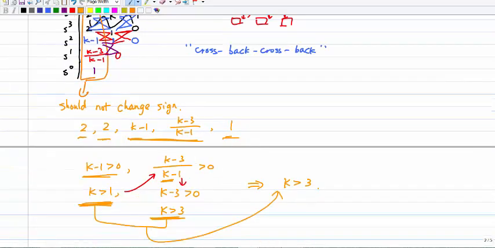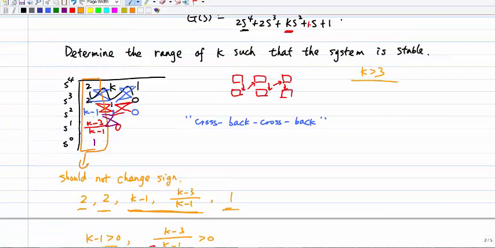Because if k is greater than 3, k minus 1 is of course positive, and k minus 3 divided by k minus 1 is also positive. That's why we can say the first column of my RAS array does not change sign, so the system is stable.